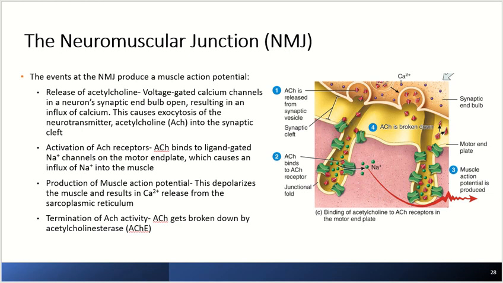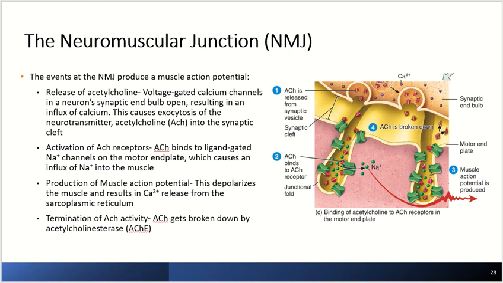Acetylcholine is going to bind to those ligand-gated sodium channels that are on the motor end plate of the muscle, and this is going to cause an influx of sodium ions into the muscle. This in turn is going to result in the production of a muscle action potential. So this depolarization of the muscle and the resulting release in calcium ions from our sarcoplasmic reticulum is in turn going to trigger our action potential there.